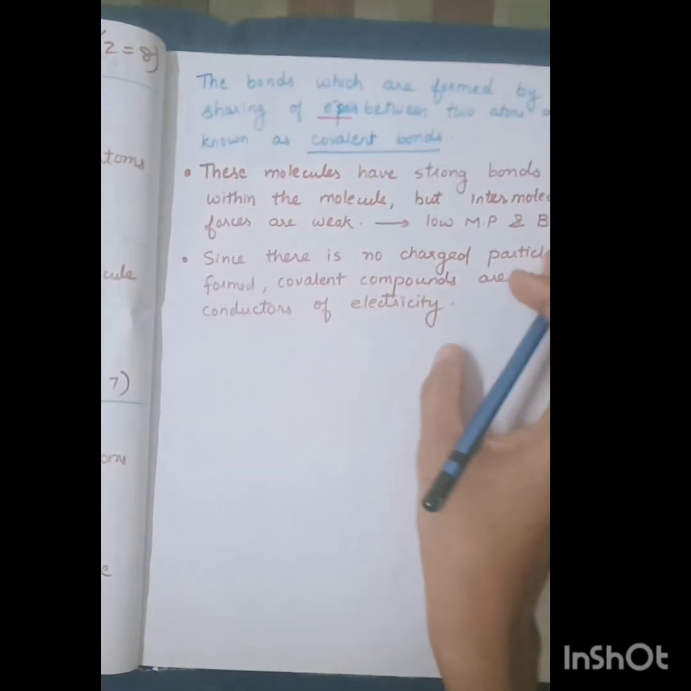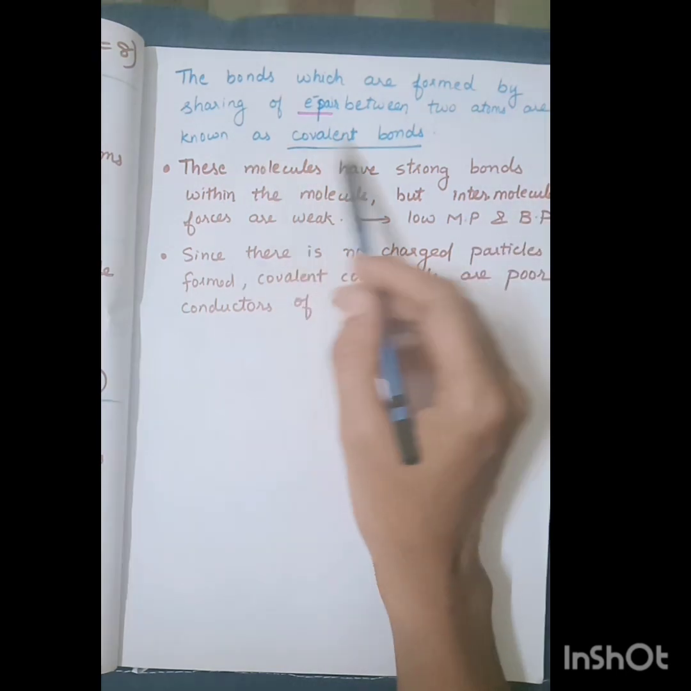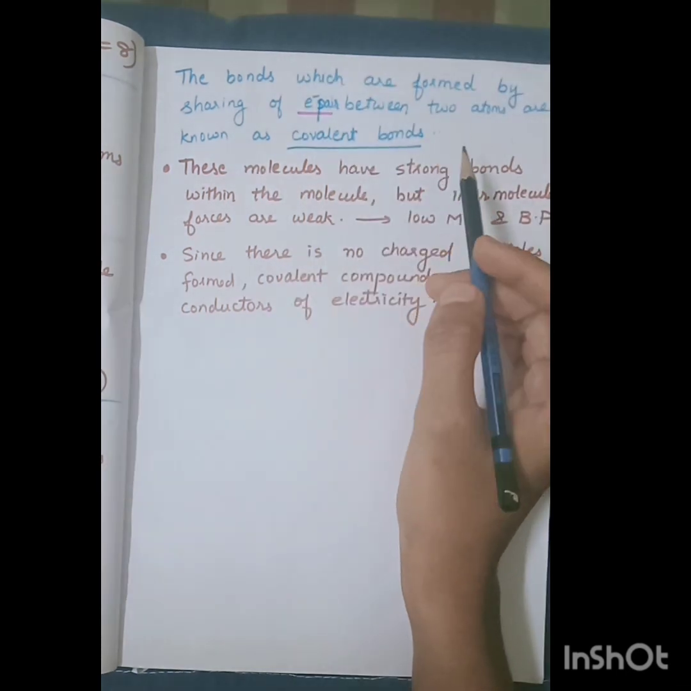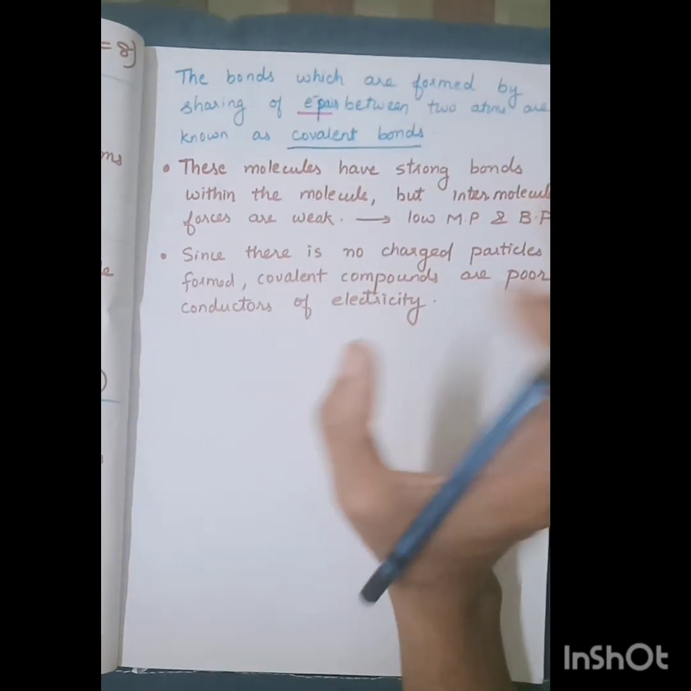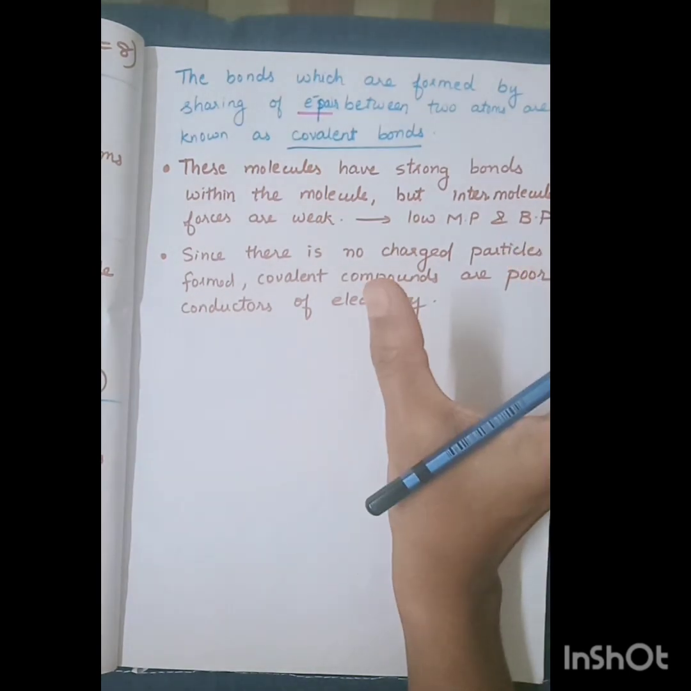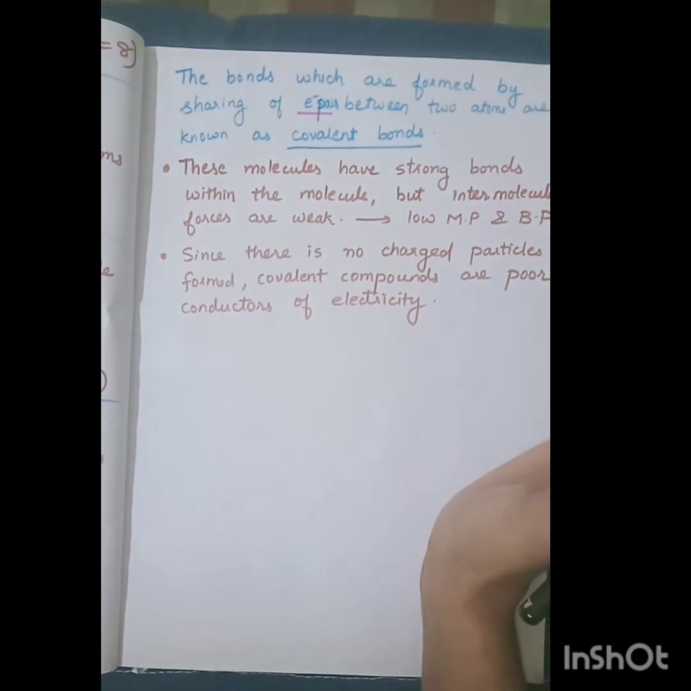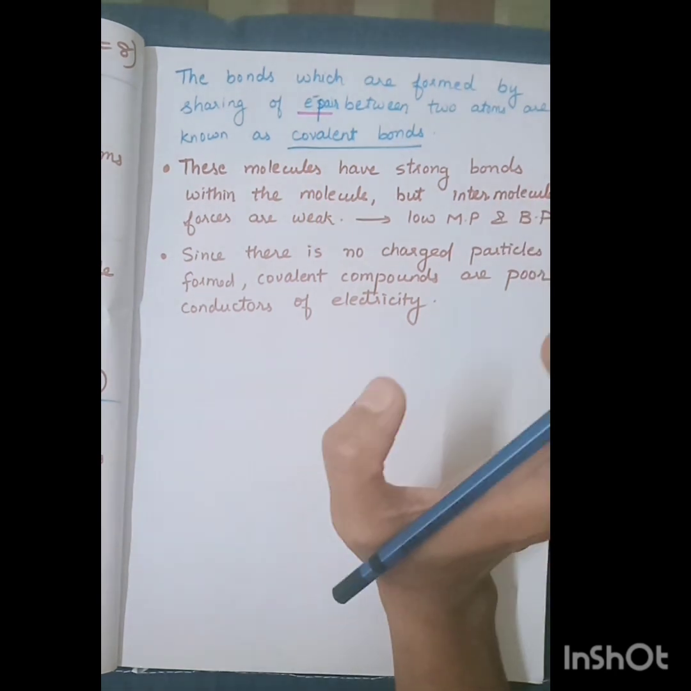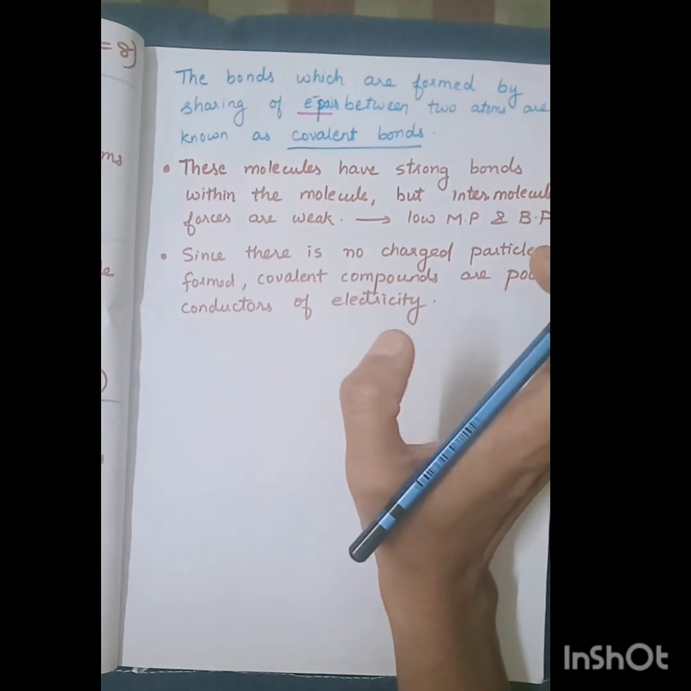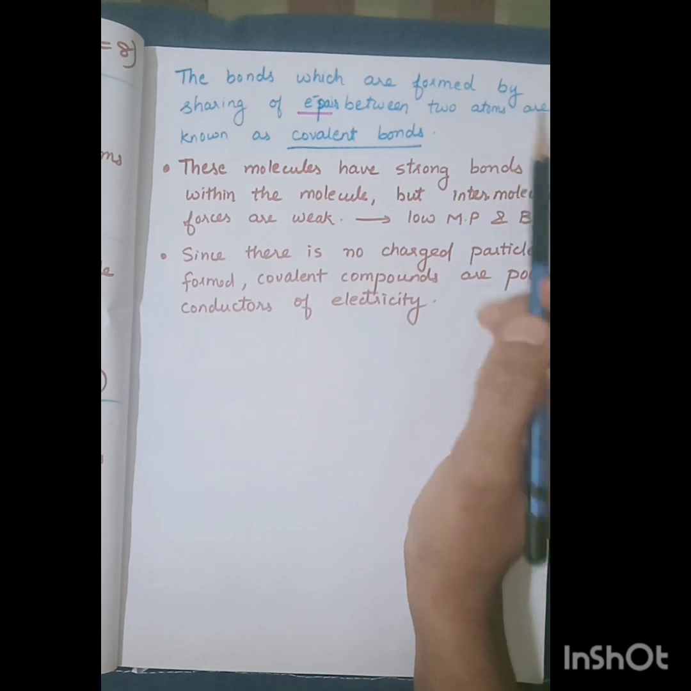The bonds which are formed by sharing of an electron pair between 2 atoms are known as covalent bonds. We have already discussed that because there is sharing of electrons, only then these bonds are formed, as compared to an ionic bond which has transfer of electrons. Here in a covalent bond we have sharing of electrons. So you have seen the sharing in all these respective molecules.